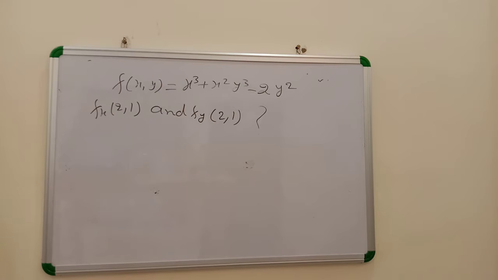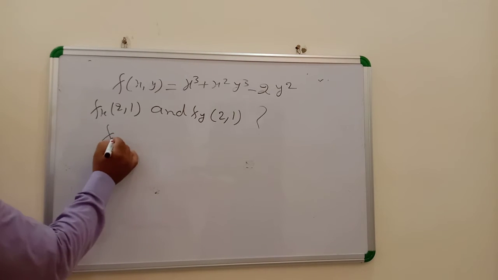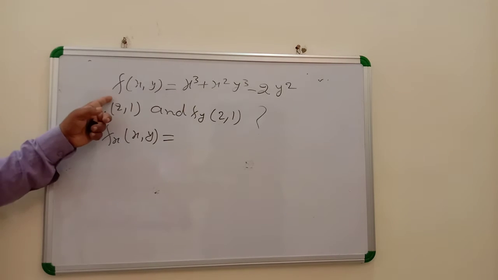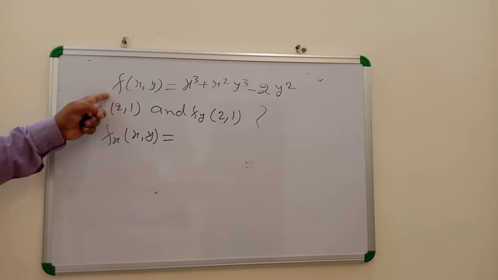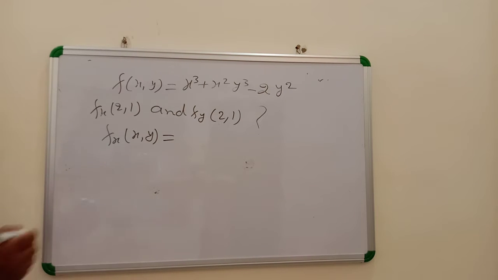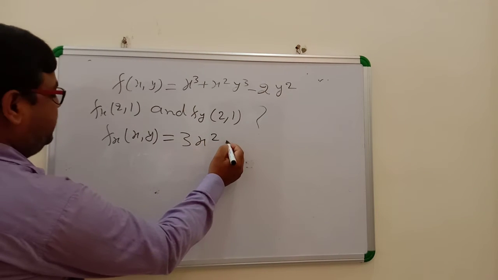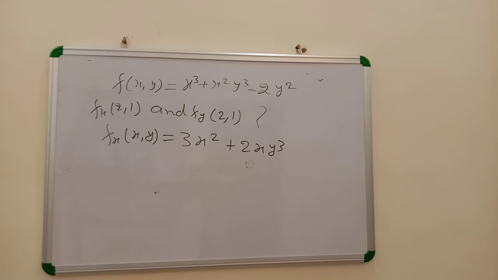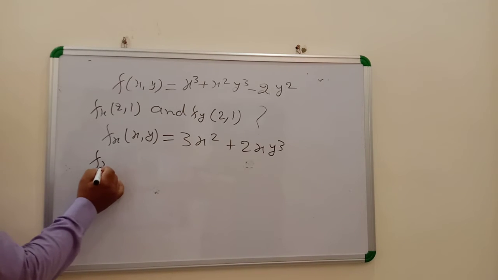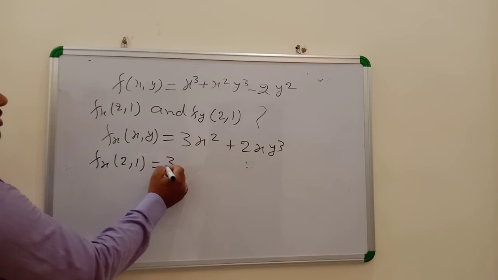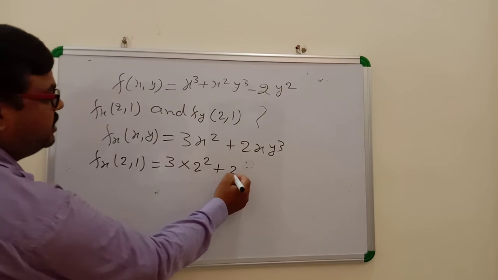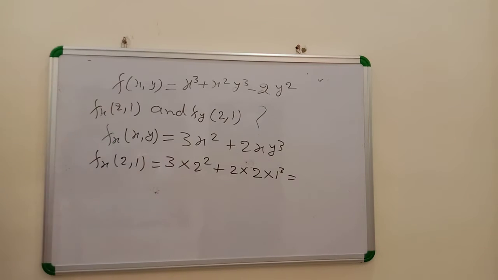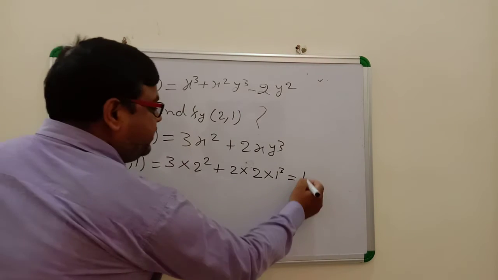Here, to find f_x(x,y), differentiate this function with respect to x, treating y as a constant, that is 3x square plus 2xy cube. Hence, f_x(2,1) is equal to 3 into 2 square plus 2 into 2 into 1 cube, and this is equal to 16.